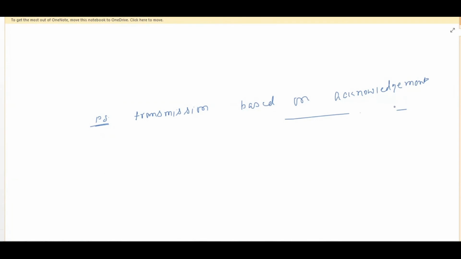There is no protocol in your mobile that will check whether the receiver received each word properly or not, and say this word could not be received, so it should be retransmitted. For voice there is no retransmission. If lost means lost. But PS transmission is based on acknowledgement.